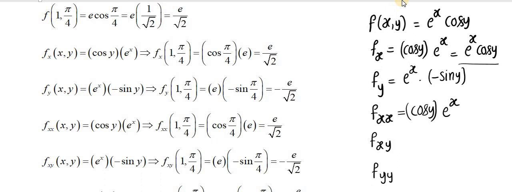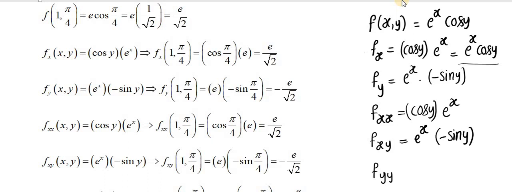Next partial derivative is fxy. This one we can calculate by using fx only. Now I am going to do partial differentiation of fx with respect to y. Then we will get fxy. So we are doing partial differentiation with respect to y means x is constant. So e power x is constant. Cos y differentiation is minus sin y.